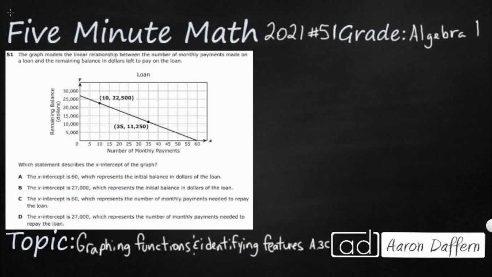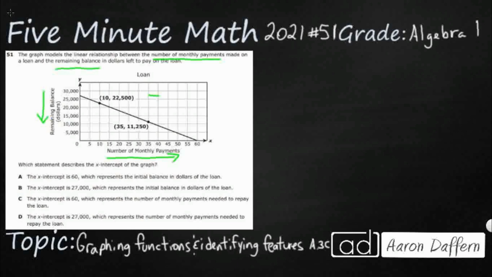So we have a graph here that models a linear relationship between the number of monthly payments made on a loan and the remaining balance left to pay. That makes sense. As we make more and more monthly payments, our remaining balance is going to drop, right? So we're going to have a negative slope, because the more we pay, the less we have to pay off. Which statement best describes the x-intercept of the graph?